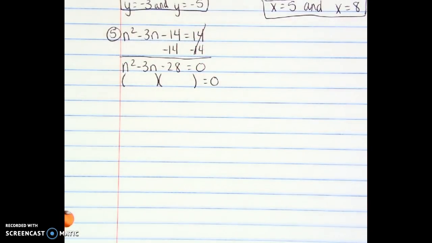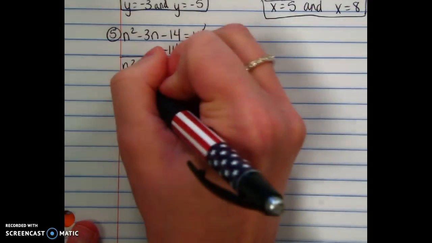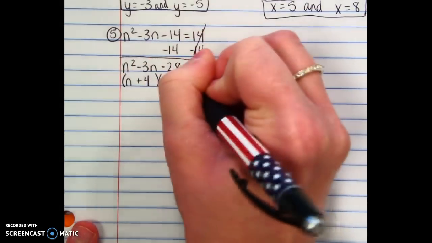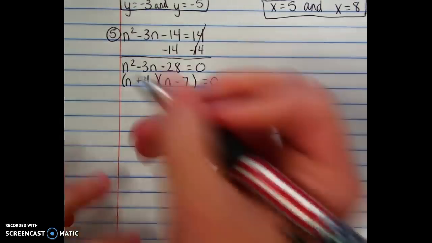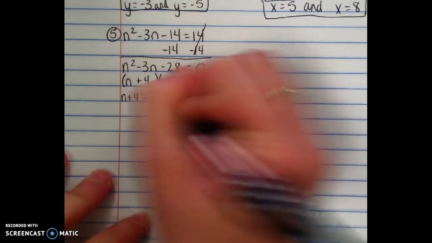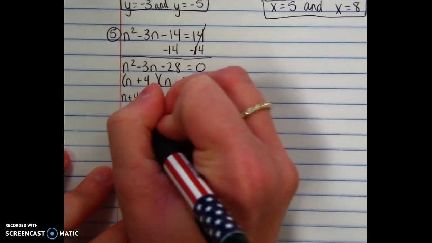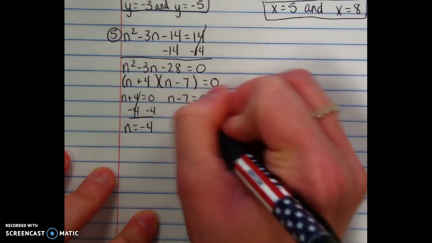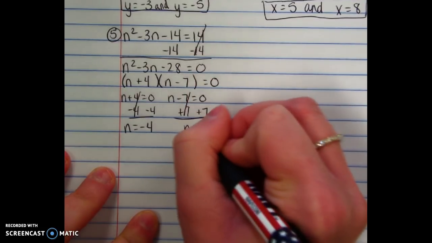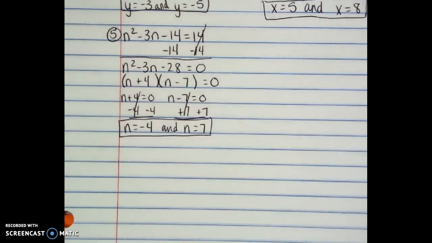I need two numbers that multiply to get me negative 28 and add to get me negative 3. In this case, it's a positive 4 and a negative 7. Now I set each of them equal to 0. When you do your homework, it should look just like this. So subtract 4, and over here I'm going to add 7. So n equals negative 4 and n equals 7.